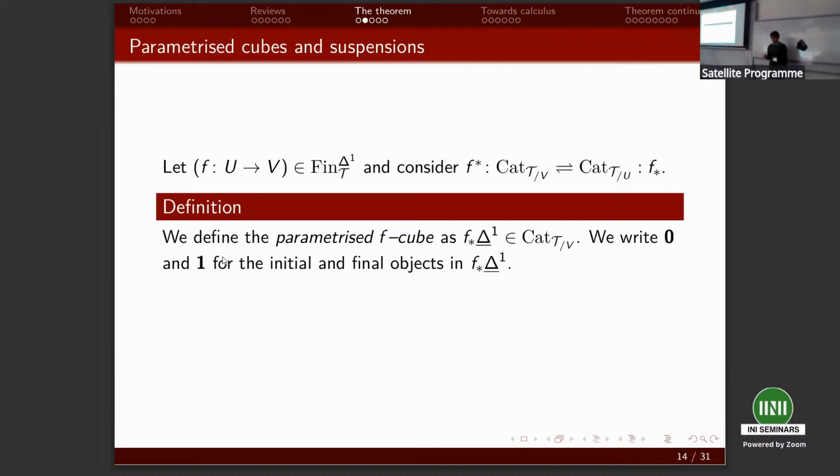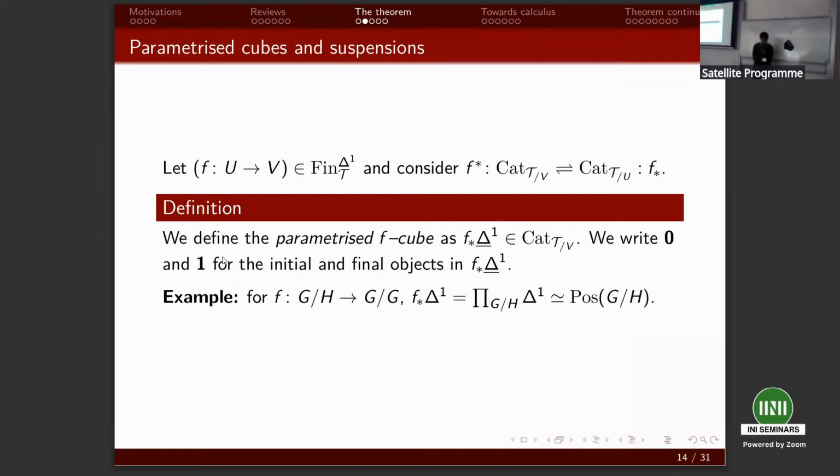But the point is that when you work over this base category being atomic orbital, you can check that this f lower star delta one is at least given fiber-wise by cubes of various dimensions. And so that really justifies the word f cube. And because of cubes in various dimensions, you can imagine that there are objects called 0 and 1, which are the initial and final objects in this thing.